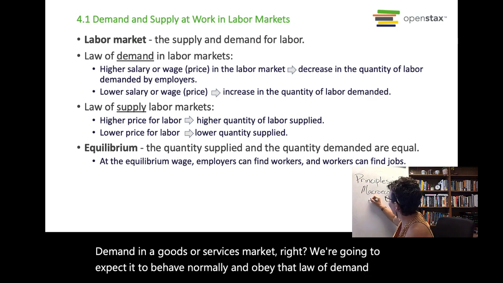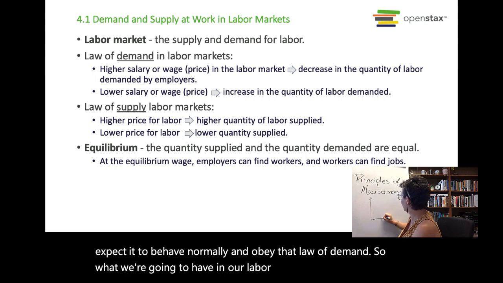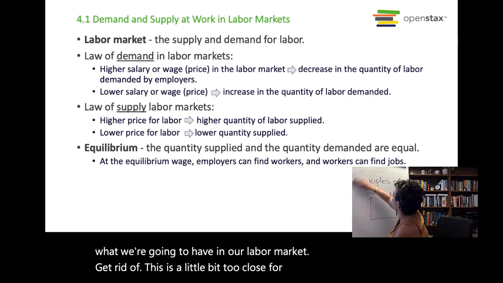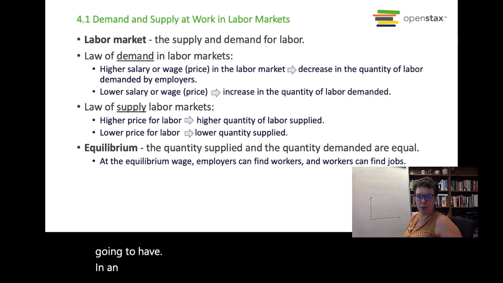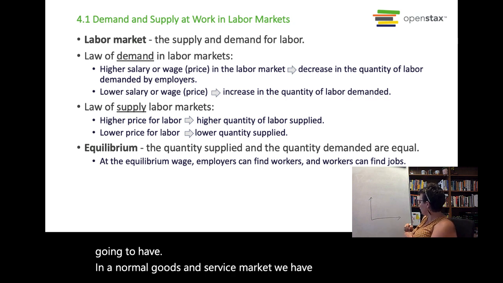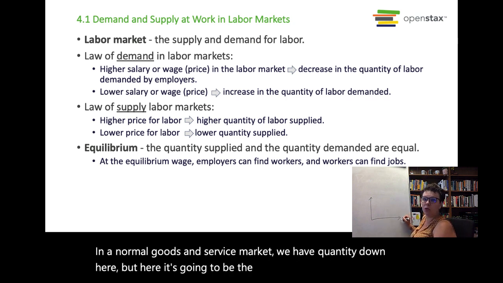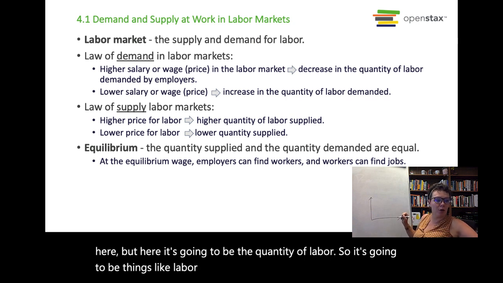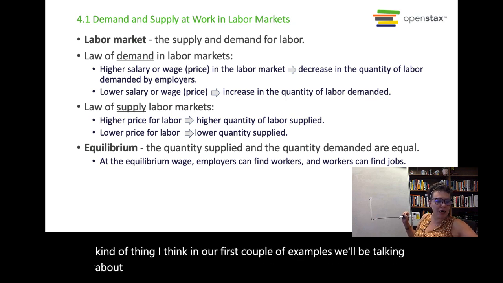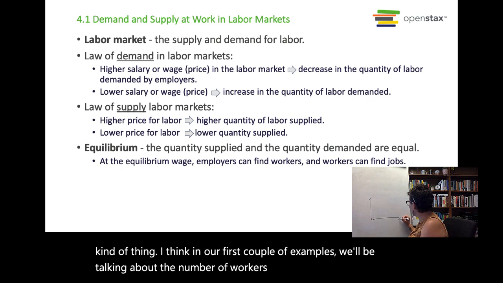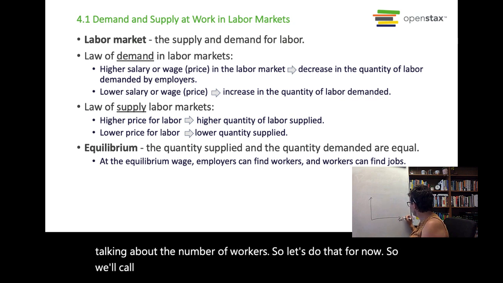So what we're going to have in our labor market is, in a normal goods and service market, we have quantity down here, but here it's going to be the quantity of labor. So it's going to be things like labor hours or the number of workers hired, that kind of thing. I think in our first couple of examples, we'll be talking about the number of workers. So let's do that for now. So we'll call it quantity of workers.